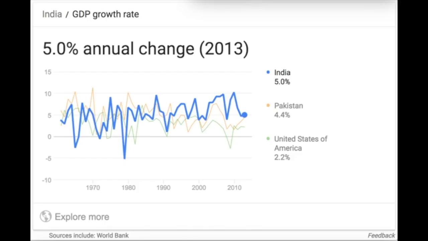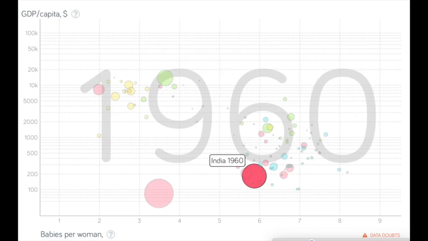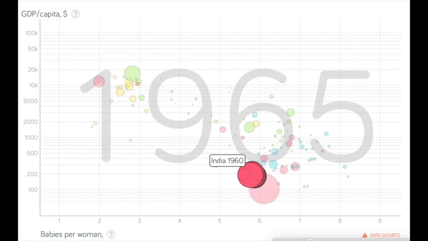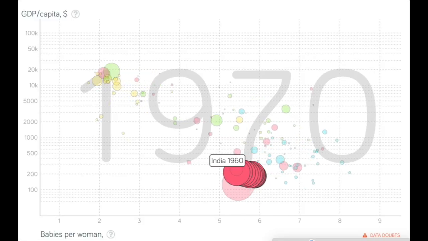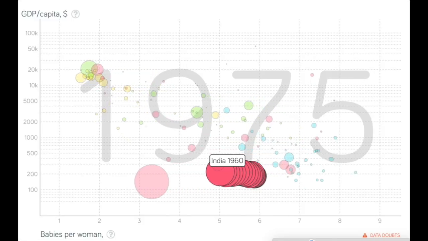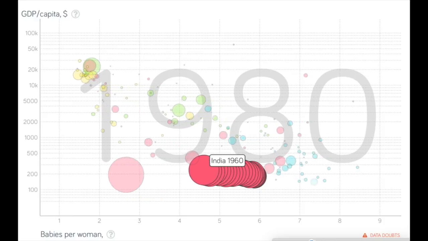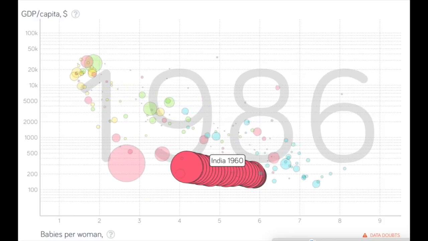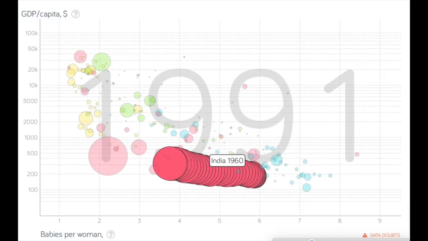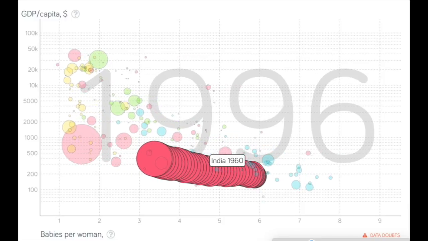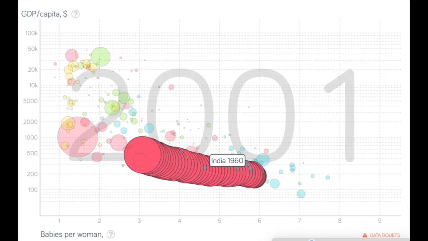Strong data for economic growth for India begins in the 1960s and shows that India had 181 GDP per capita, making it one of the poorest countries at the time. As India's economy begins to grow, we see a massive decrease from 5.86 babies per woman to 2.56 babies per woman. This stark decrease in babies per woman resulted from a higher employment rate, which produced a higher opportunity cost of having children.